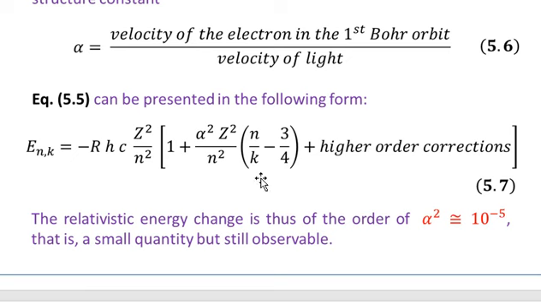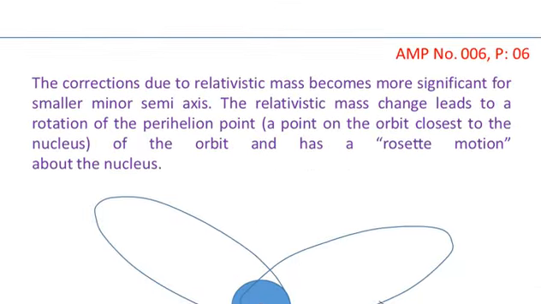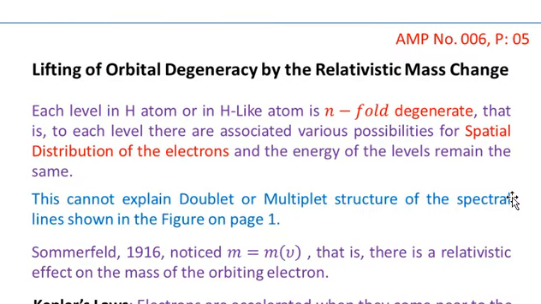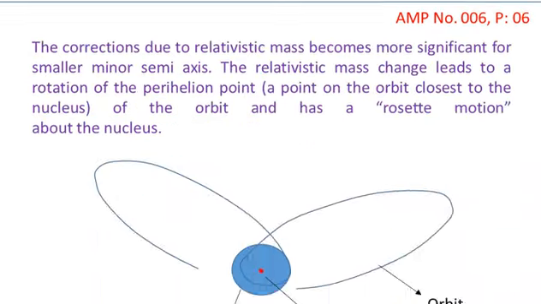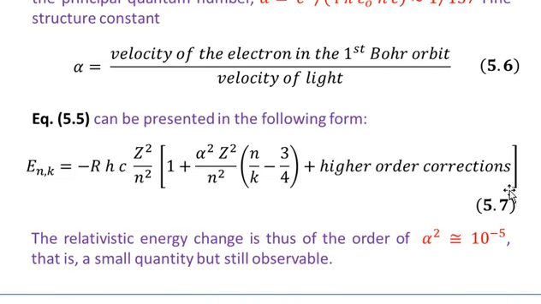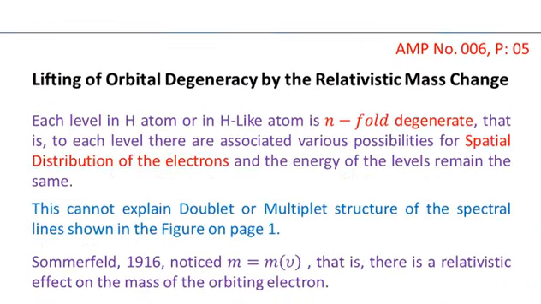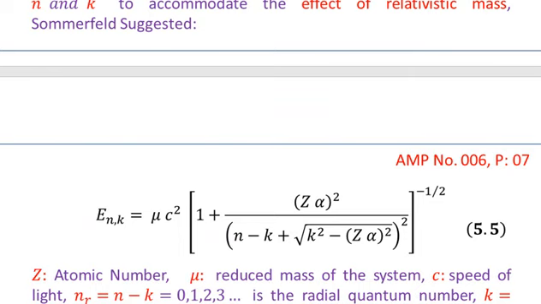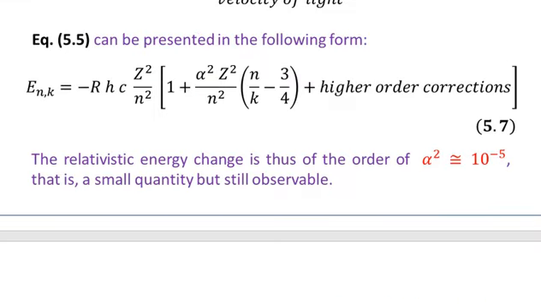So you see that this second term includes the effect due to the relativistic mass change. And now the energy of the electron depends on two quantum numbers, n and k. This is the simplified formula given in equation number 5.7, which has been obtained from the formula given in equation number 5.5.